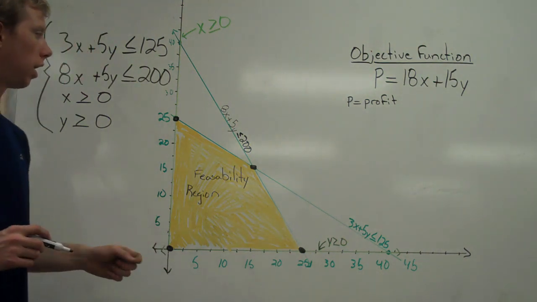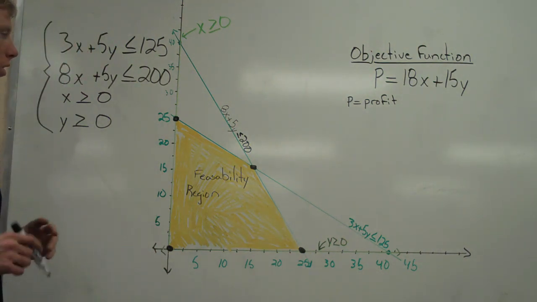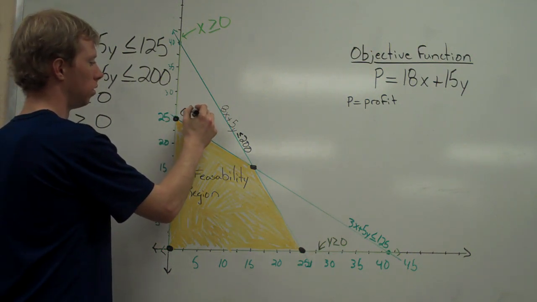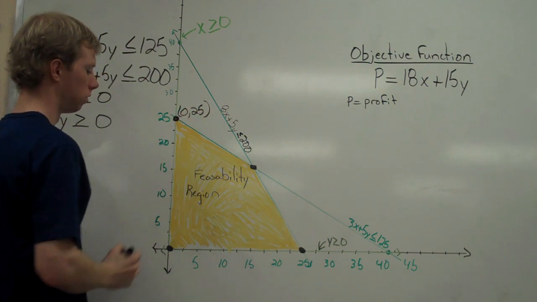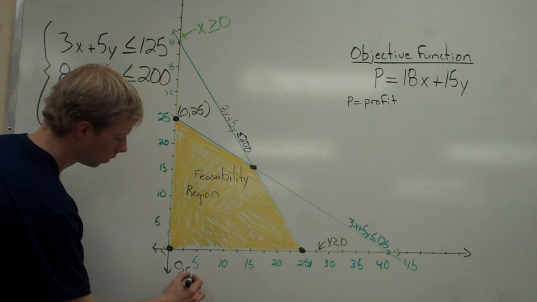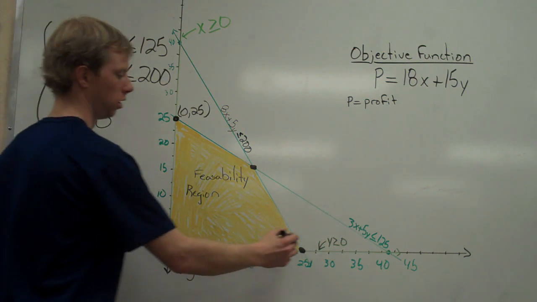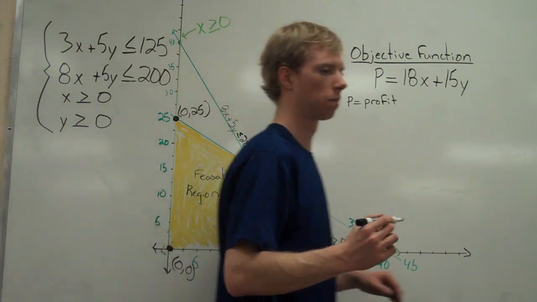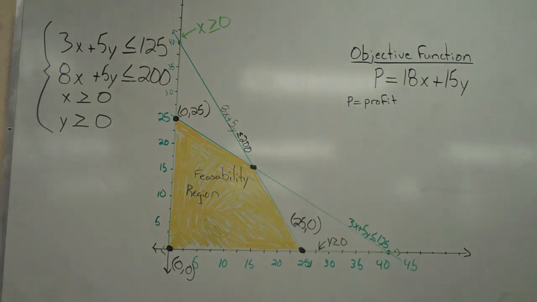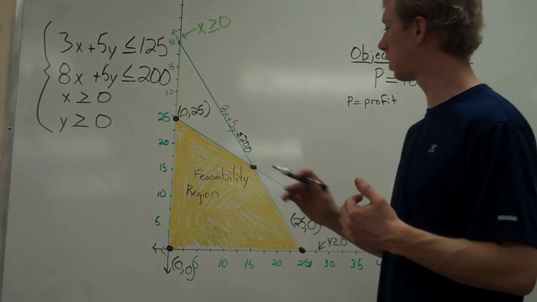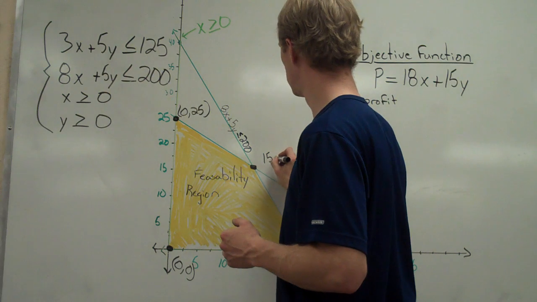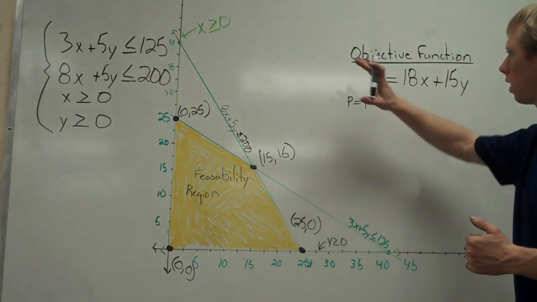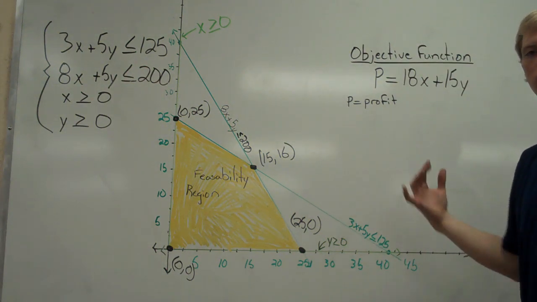Our feasibility region has 4 vertices. The vertices here are (0, 25), (0, 0), (25, 0), and from some calculations I had done, I know that this one is (15, 16). Now, if I have an objective function, an objective is like a goal.